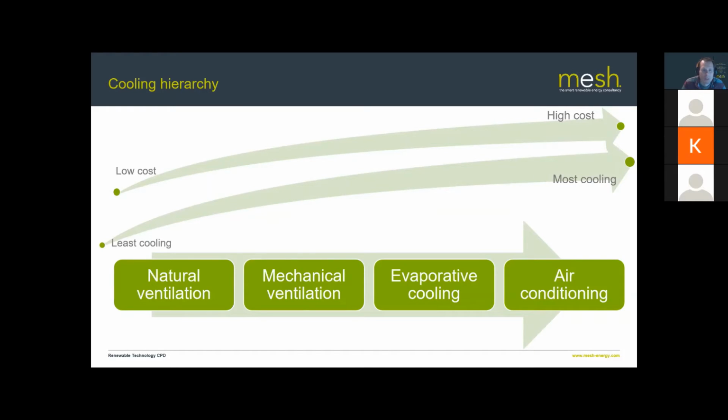On this slide, you can see at the very bottom end, we have the least amount of cooling and the lowest running cost. That would be natural ventilation. You'll get a very small amount of cooling from natural ventilation, and as you work up through mechanical ventilation, you'll get a little bit more. Evaporative cooling, you can see, sits just over halfway up the chart, and at the very top end you've got air conditioning. But with air conditioning comes the highest running costs, but also the most cooling.